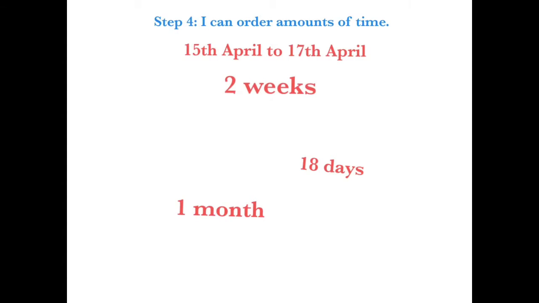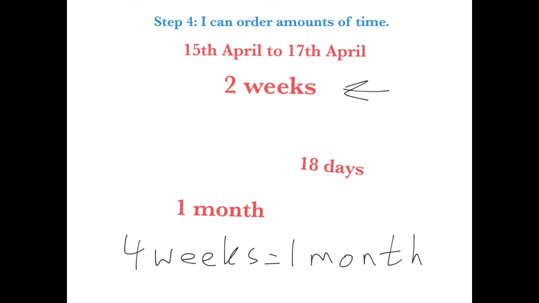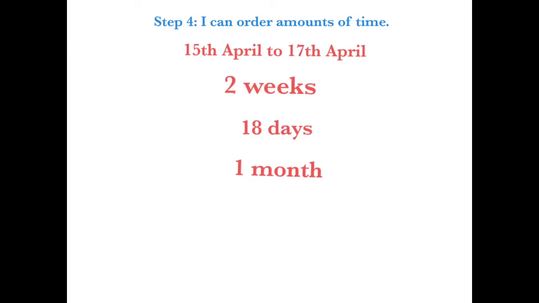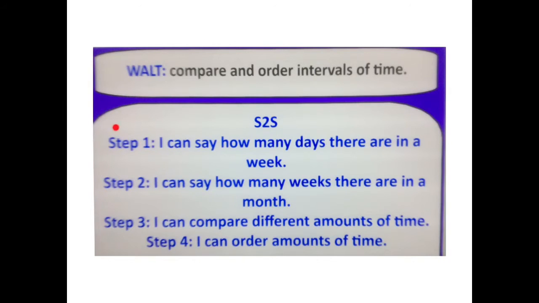Now it's between 18 days and 1 month. And we know in 1 month there's about 4 weeks, which is much bigger than 2 weeks and is much bigger than 18 days. So 18 days will go here, and then the largest amount of time would be 1 month. There we go, and we've ordered the amounts of time. So we've managed to do step 1, step 2, step 3, and step 4. Which means, mate, that we have learnt how to compare and order intervals of time.